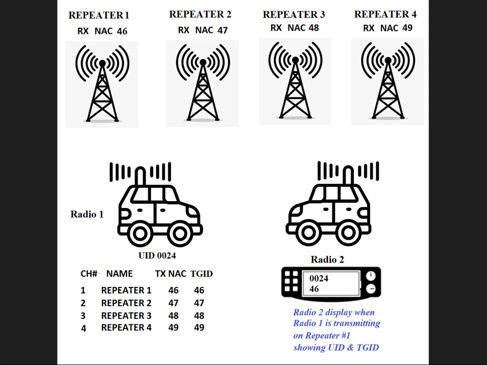Okay guys, today I just wanted to make a quick video about how you can use the talk group ID indication to show you your repeater number instead of using it as it's originally intended as a talk group. What we have here is an example.